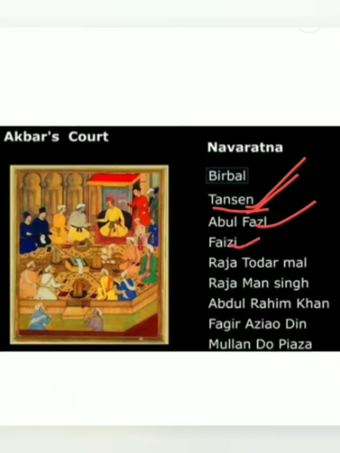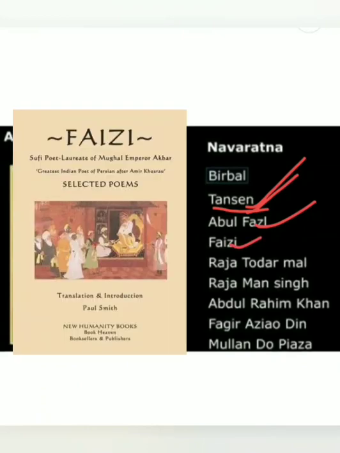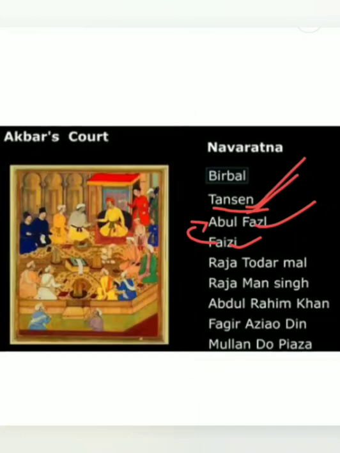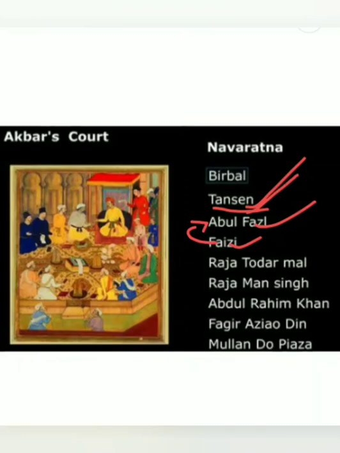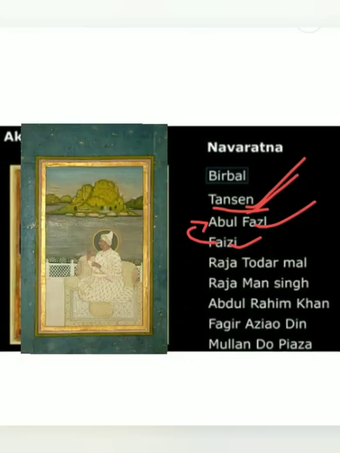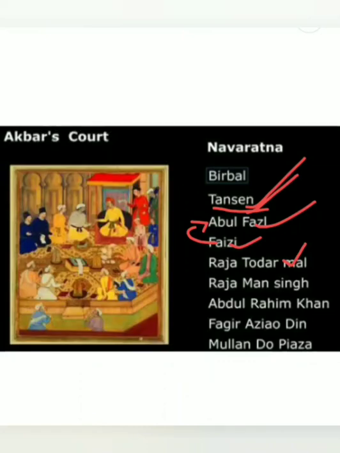Then we come to Faizi. Who is Faizi? He was a great Persian poet, Abul Fazl's brother. So he was Abul Fazl's brother only, and he translated Lilavati into Persian. And Lilavati was what? Lilavati was written by Bhaskaracharya in the 12th century AD, a renowned book on mathematics. Then we have Raja Todarmal. Todarmal was originally the Diwan of Sher Shah Suri. He was a good administrator. He contributed in fixing the land revenue. So this was Raja Todarmal.